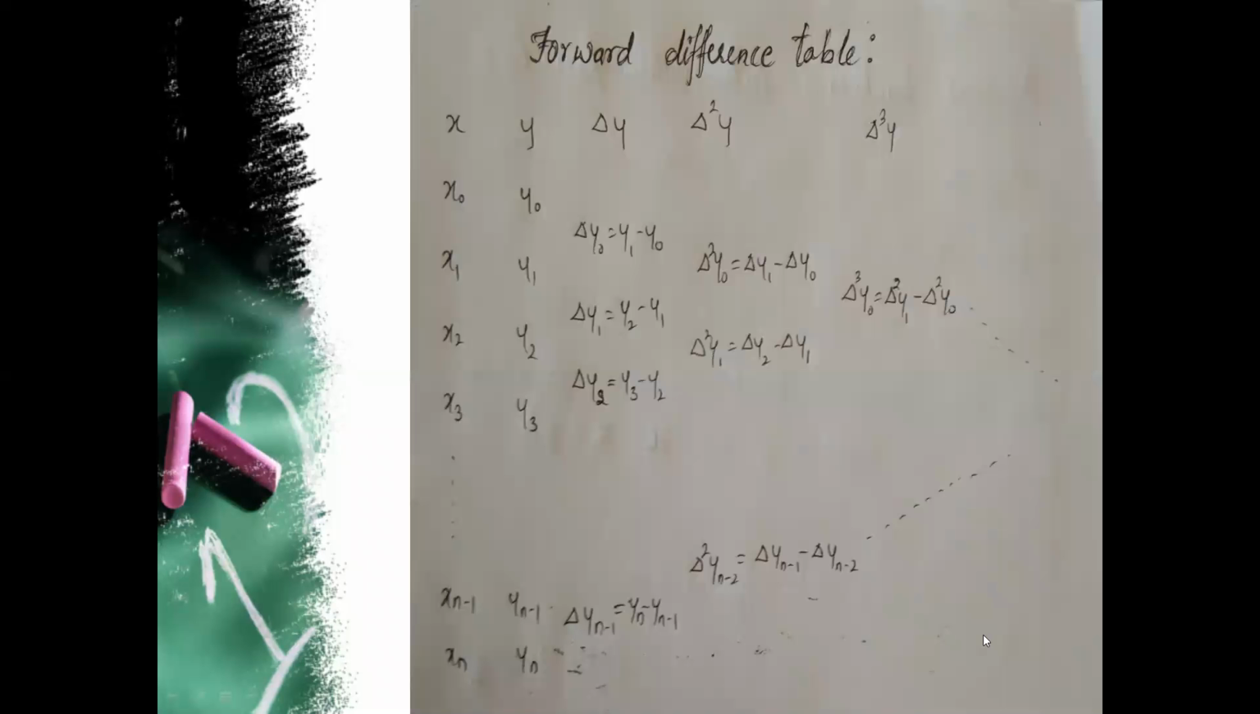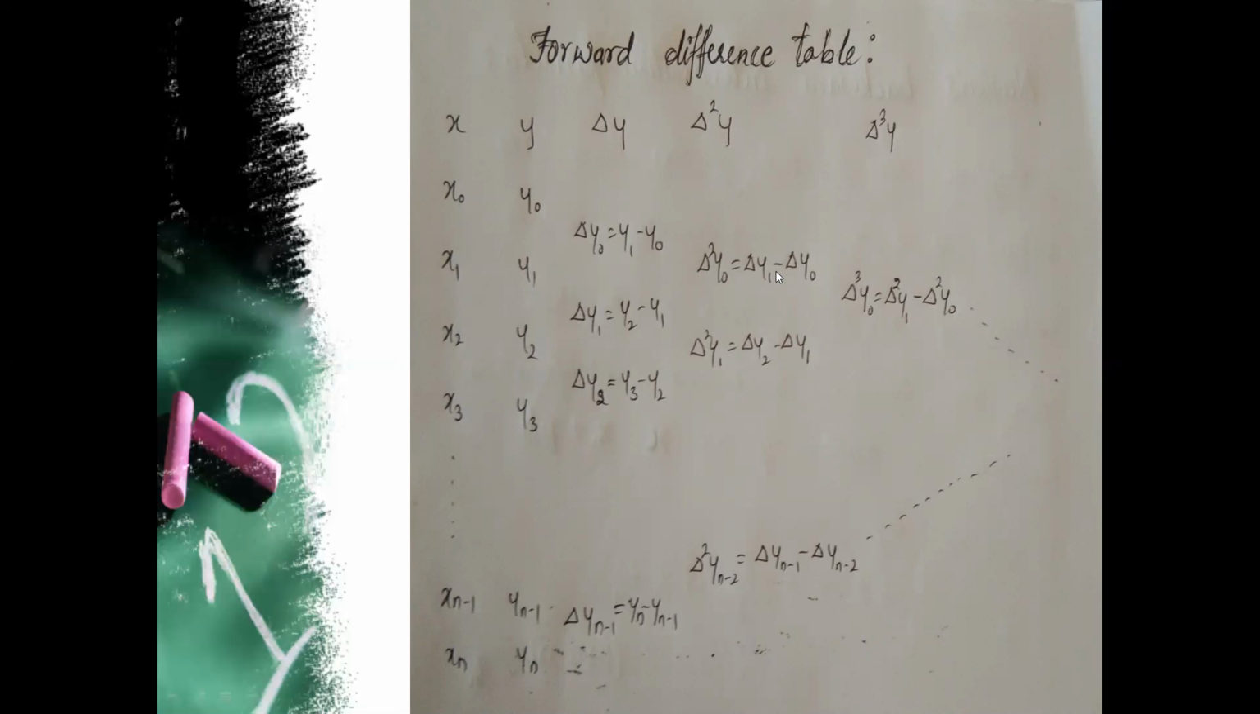The forward difference table is given thus. We list the values of x and then the values of y, then delta y. We just go for the differences. Delta y0 is y1 minus y0. Next, y2 minus y1 is delta y1. y3 minus y2 is delta y2. So on, delta yn minus 1 is yn minus yn minus 1. These are the first forward differences.